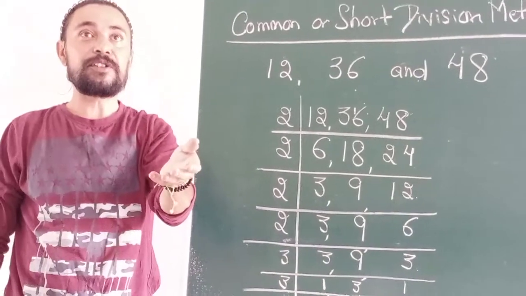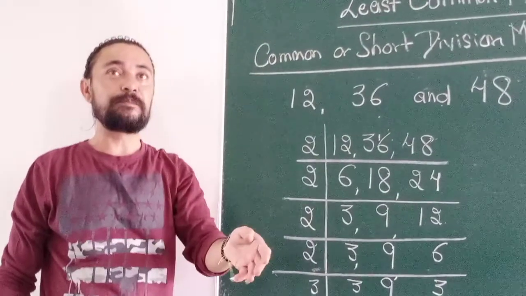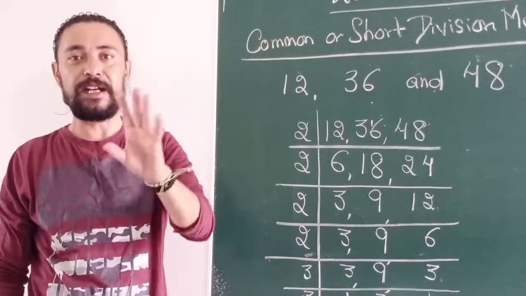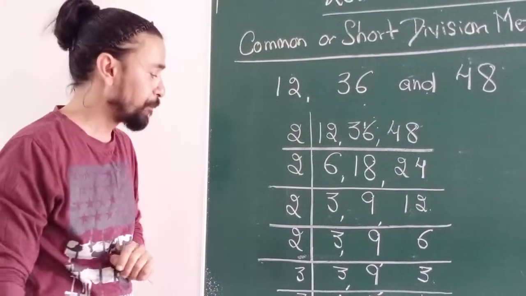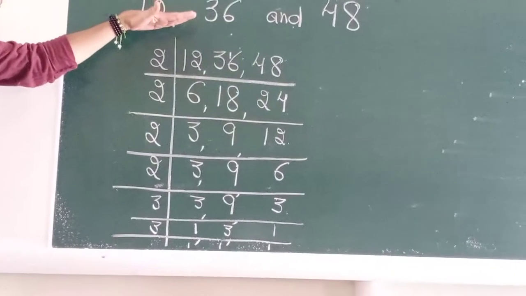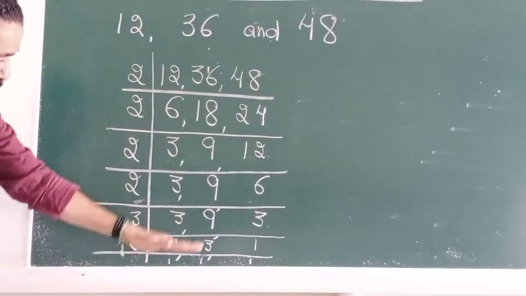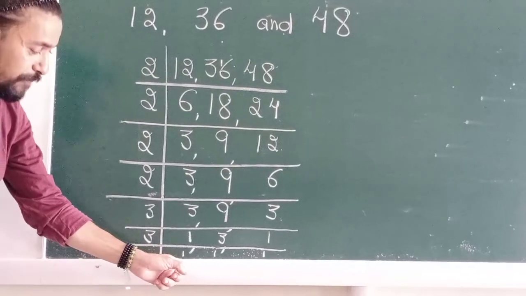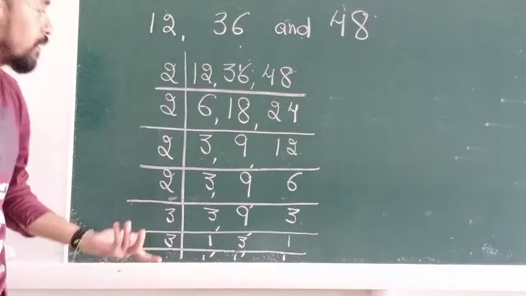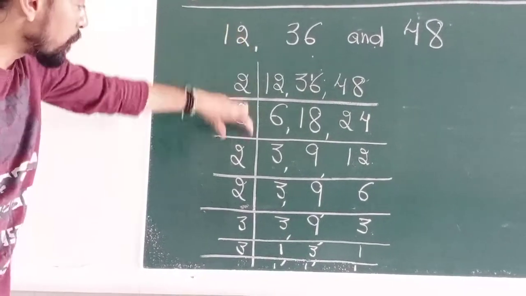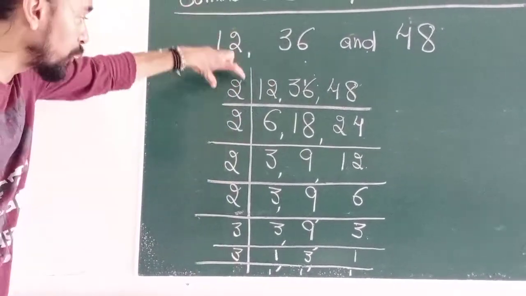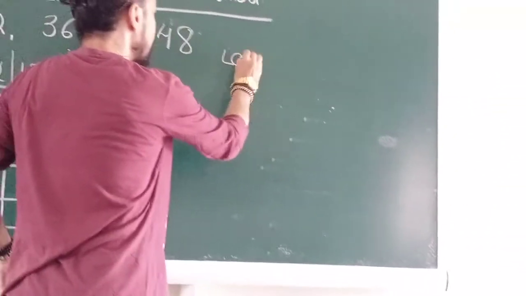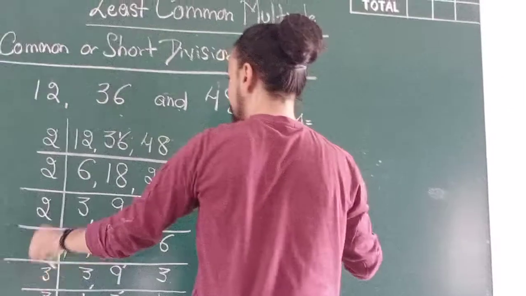In all our factorization sums you've seen, when you factorize a number, at the end you will reach the number 1. That means you cannot divide or factorize that number anymore. So I factorize all these 3 numbers with prime numbers as long as they can be factorized, till I am left at the end with 1, 1, 1. Now what do I do? I multiply all the divisors. These are known as divisors. So the LCM would be, I multiply all the divisors.